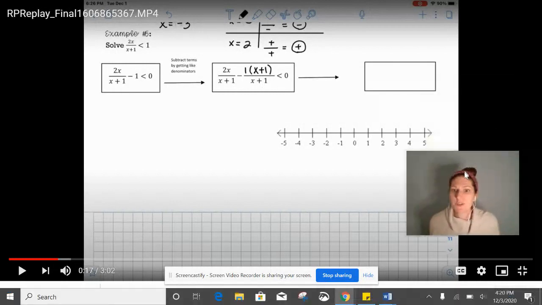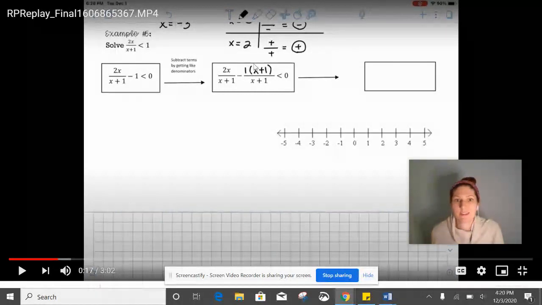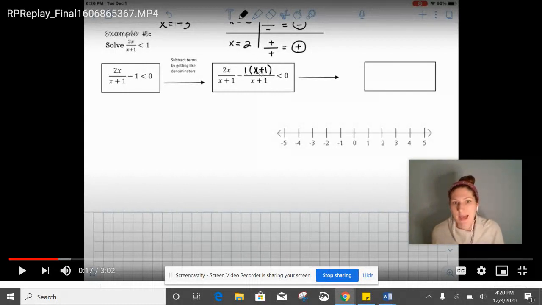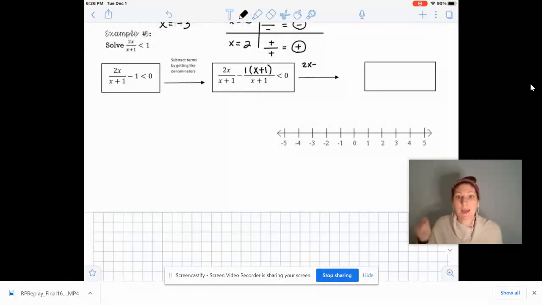And then you just have to be so careful here. Whenever you have subtraction, it is dangerous. You are really subtracting, you're multiplying by a -1, really. So it's -1 times x, -1 times 1. So make sure you distribute the negative to all of the terms. If I do that, I'm going to have 2x minus 1x minus 1 all over that common denominator.